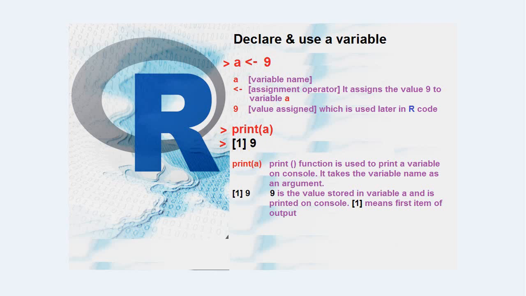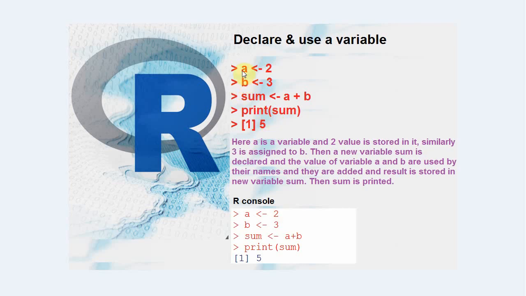Now some more practice with variables in R. Here you can see A is assigned 2, that means 2 is stored in A. B is assigned 3, B has 3 stored in it. Now a new variable sum is created and it is assigned A plus B. So first this expression will be evaluated. A plus B will be 2 plus 3, 5, and 5 will be assigned or stored in this variable sum. Now if we use print sum, then the output will be 5.